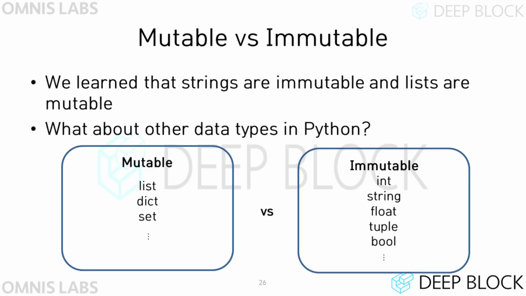We learned that strings are immutable and lists are mutable. Among the data types discussed so far, lists, dictionaries, and sets are mutable types, and types such as int, string, float, tuple, and bool are immutable types.